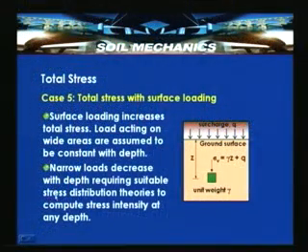Narrow loads decrease with depth, requiring suitable stress distribution theories to compute the stress intensity at any depth. Narrow loads like point loads, uniformly distributed loads, strip loading or line loads tend to decrease with depth and require suitable stress distribution theories to determine their variation with depth, or to determine the stresses due to the soil mass as well as those resulting from these narrow loads. So, the total stress with surface loading has to be determined from the soil mass and then the stress resulting from the surface loading.